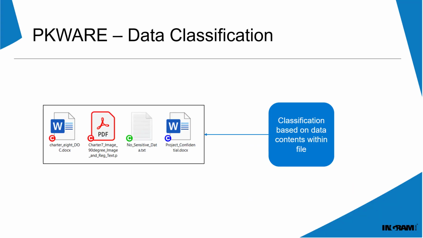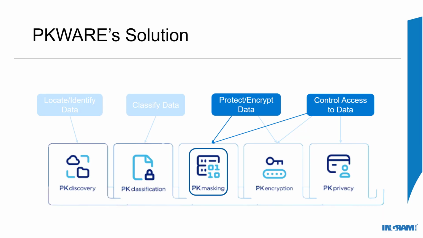Classification is based on the data contents within a file, and it can be many different kinds of file types. You're seeing 2 Word documents, a PDF, and a text file there. They can even detect things on JPEGs, mixed media, however it is that you want to have it. Data classification is quite simply what it sounds like. It's classification based on the data contents within a file. Why do we do that? We do that because that is what the rest of the process is going to hinge on. Once we've classified it, then we have to do stuff with it.